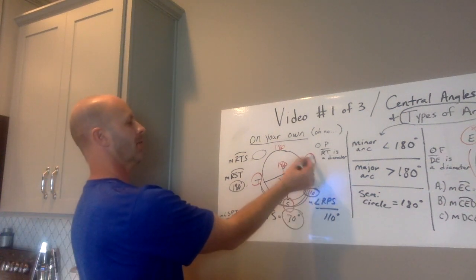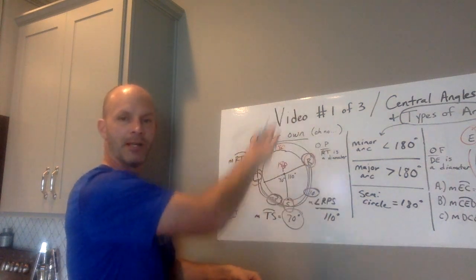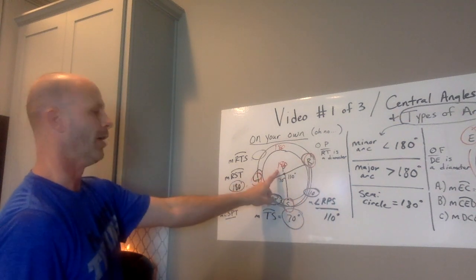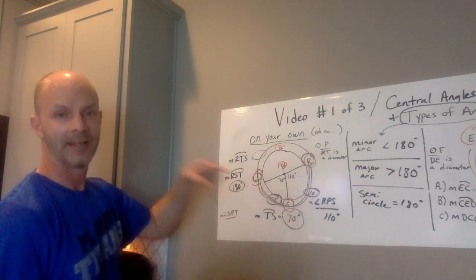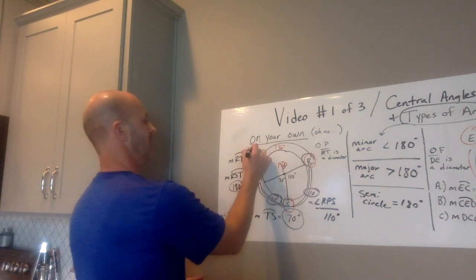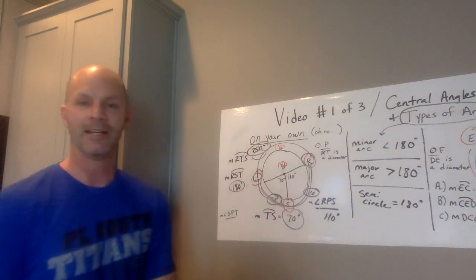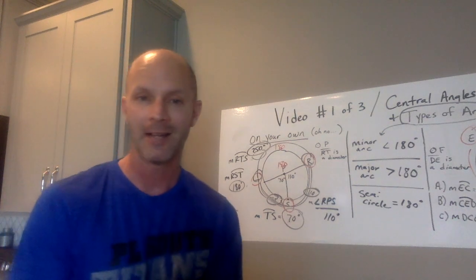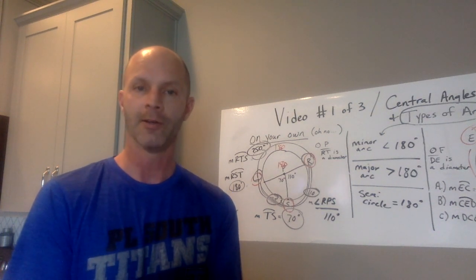And finally, I've got RTS. Well, this one's going to go from R to T to S. R to T is going to be 180. That's, again, a semicircle. And then we're going to add in the 70 to that. 180 plus 70 is going to be 250 degrees. How many got 250? I bet it was everybody. What type of an arc is that? Well, that's a major arc. 250 is a major arc. It's bigger than 180 degrees.